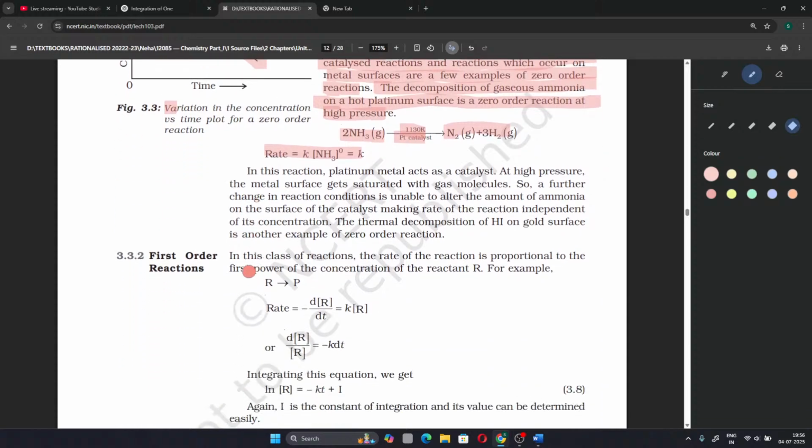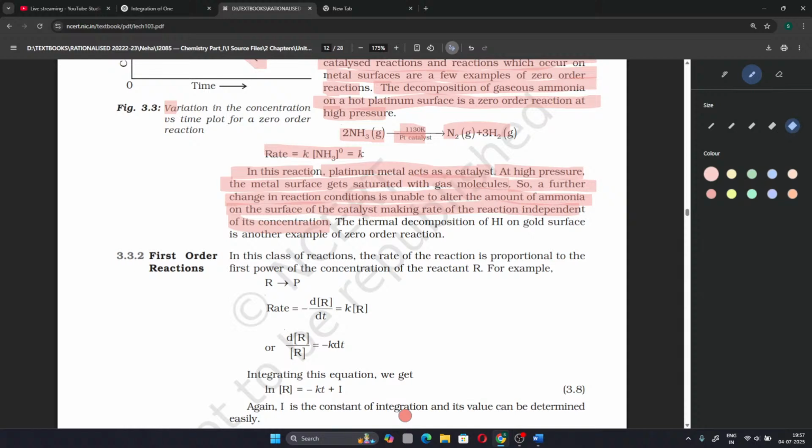In this reaction, platinum metal acts as a catalyst. At high temperature and high pressure, the metal surface gets saturated with gas molecules, which accumulate on the metal surface. So a further change in reaction conditions is unable to alter the amount of ammonia on the surface of the catalyst, making the rate of reaction independent of its concentration.